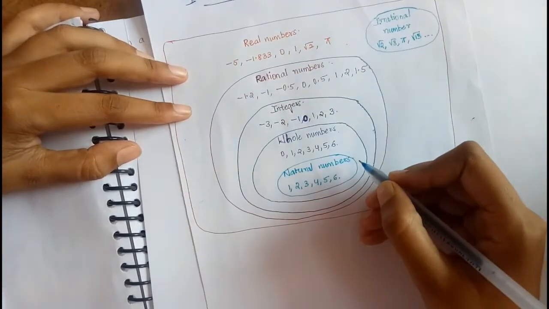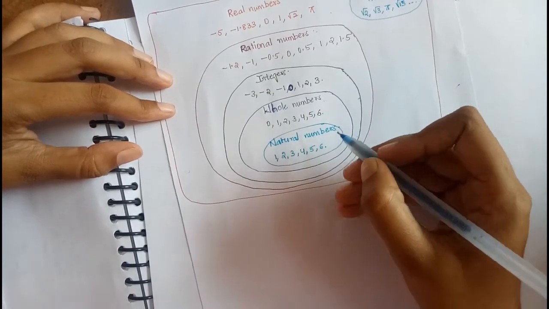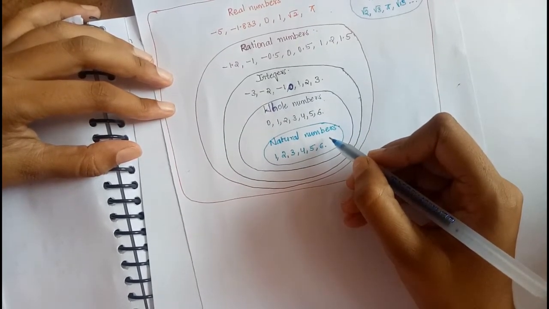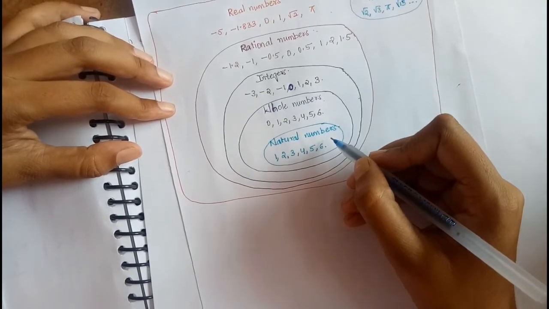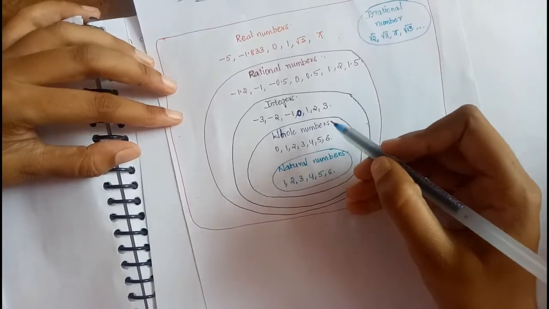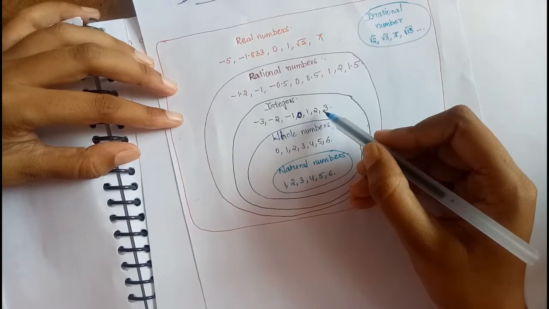Before starting with the real numbers, let's see natural numbers. Natural numbers are those which start from 1: 1, 2, 3, and so on. It consists only of positive numbers. These numbers including 0 are known as whole numbers. And the whole numbers including negative numbers are known as integers.